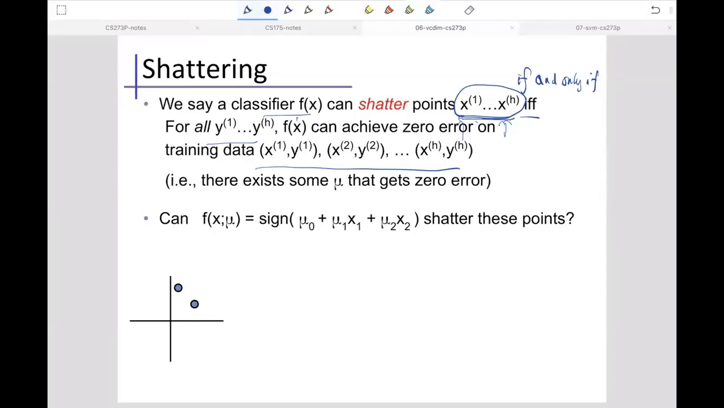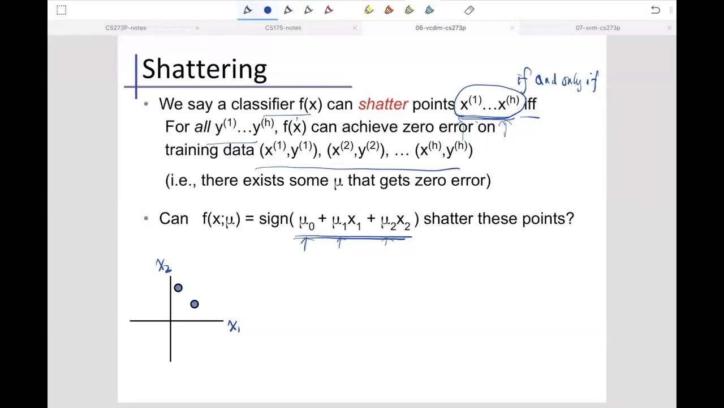So for instance, let's take an example. Suppose we talk about a linear classifier, a perceptron type of classifier, in two dimensions. This is x1, this is x2, and you have three parameters. So the question is this: how can this classifier shatter these data points by choosing certain parameters? You're allowed to choose the parameters associated with the model.